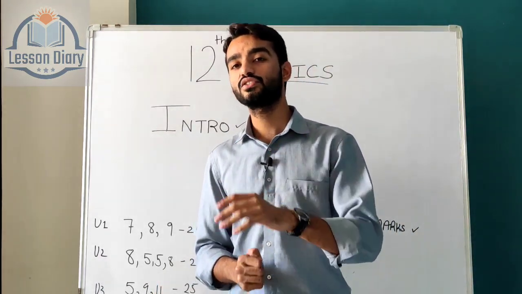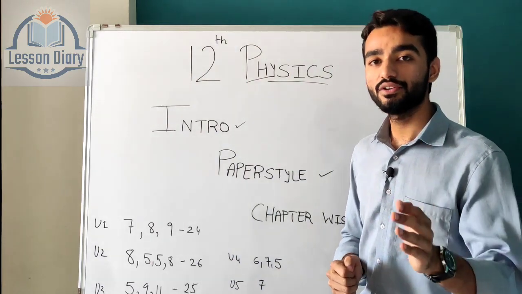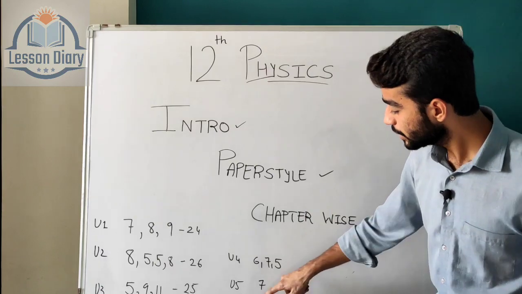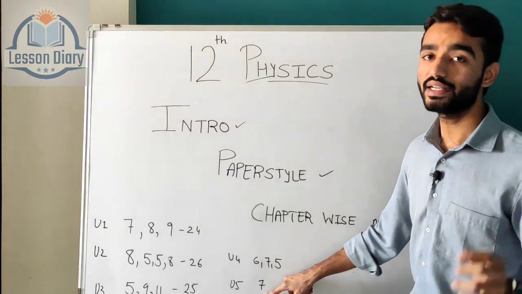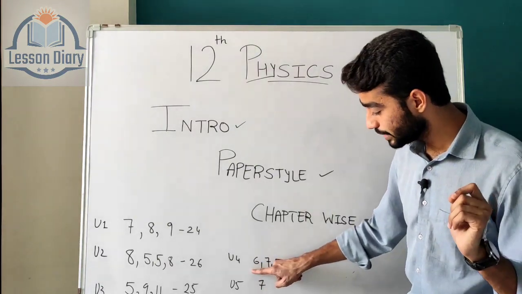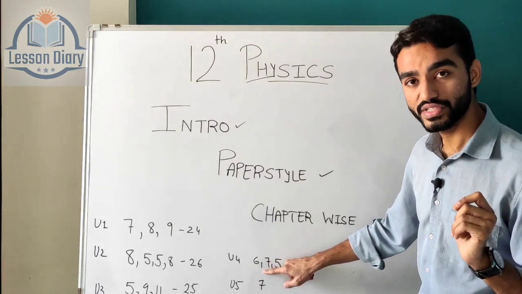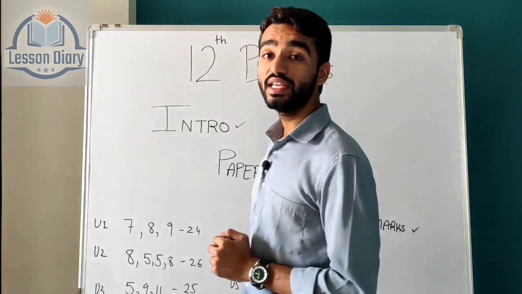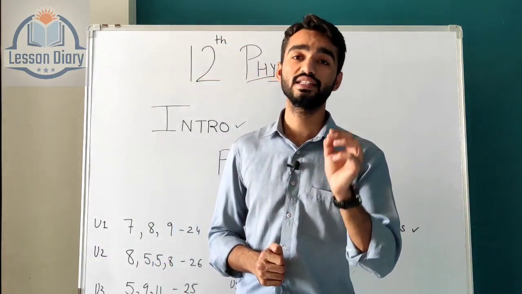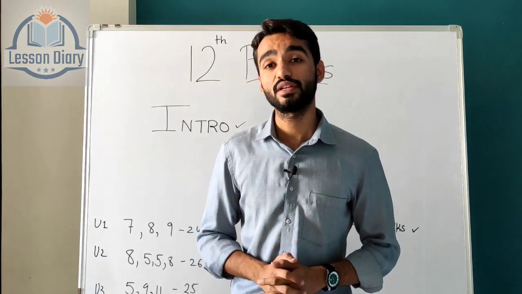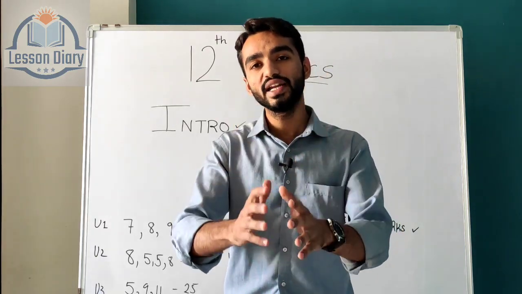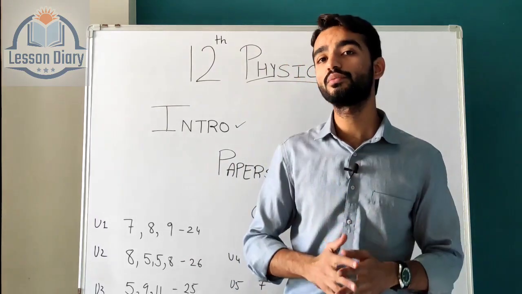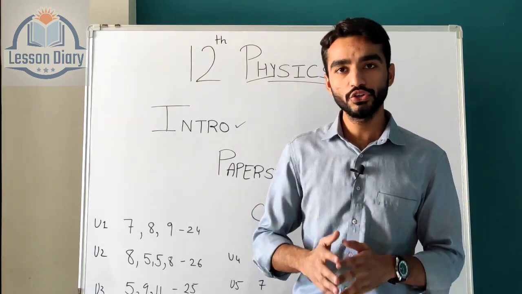Then moving to the next portion, that is chapter number 11, 12, 13 and 14. In these 4 chapters, chapter number 14 is very, very important, that is of 7 marks. Chapter 11 is of 6 marks, chapter 12 of 7 marks, chapter 13 of 5 marks, and chapter 14, that is your semiconductor and semiconductor devices, is of 7 marks. So this is the complete chapter-wise marks weightage of your Gujarat Board paper style. You can see it on your screen.